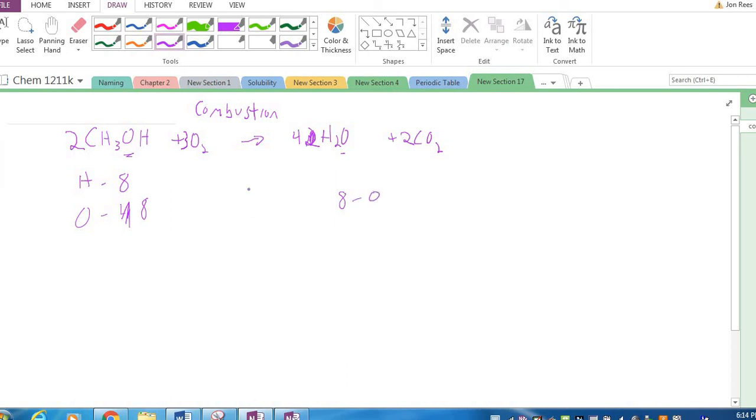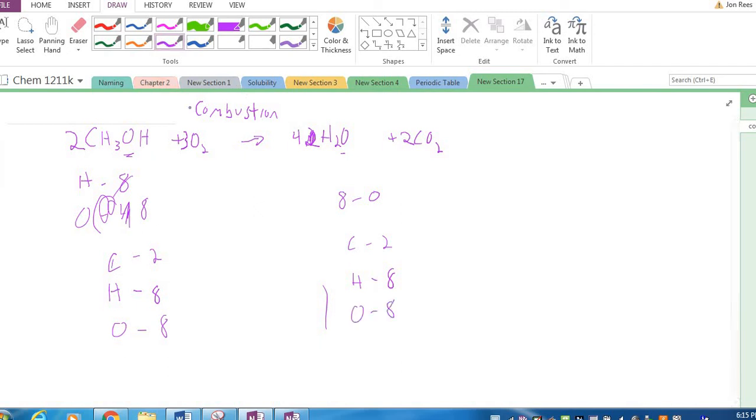So let's just recalibrate here. Carbons, I have 2 on the left side, and I have 2 on the right side. Hydrogens, I have 6, 7, 8. I got 8 on this side. Hydrogens, I've got 8 on this side. And finally, oxygens, I have 8, and I have 8.